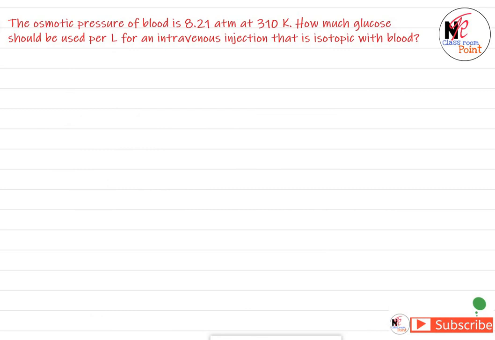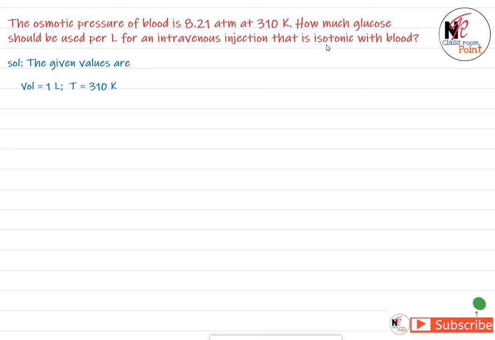The next question of the osmotic pressure concept is about the isotonic concept. The question is, the osmotic pressure of blood is 8.21 atmospheres at 310 kelvins. How much glucose should be used per liter for an intravenous injection that is isotonic with the blood? So the given data initially is, the volume of the solution is 1 liter, the temperature is 310 kelvins, and the osmotic pressure of the blood is 8.21 atmospheres, and they said it is isotonic with the blood. The next solution is a glucose solution.